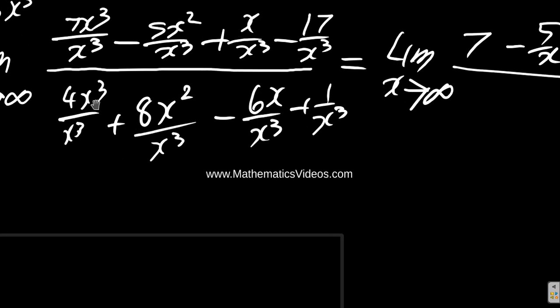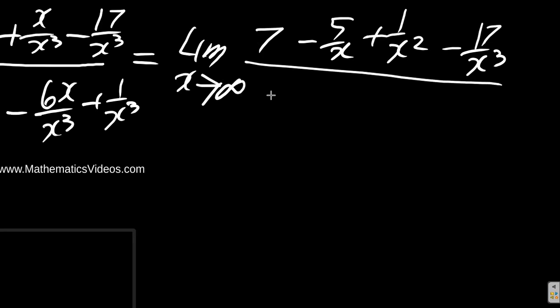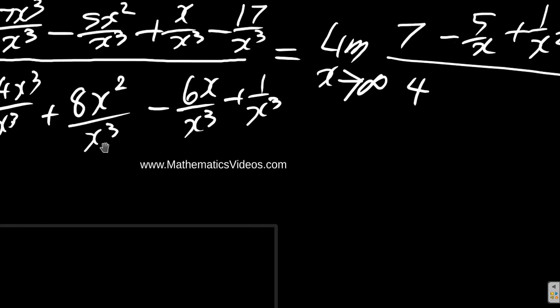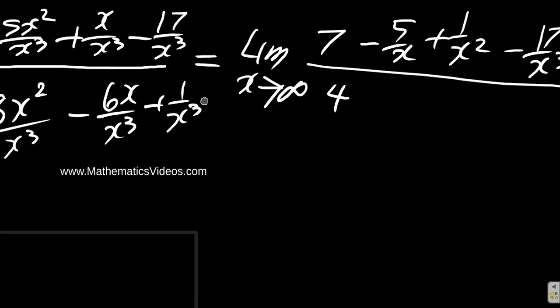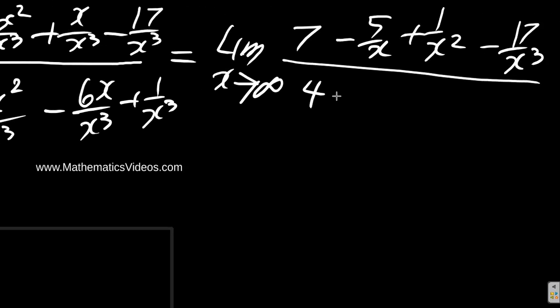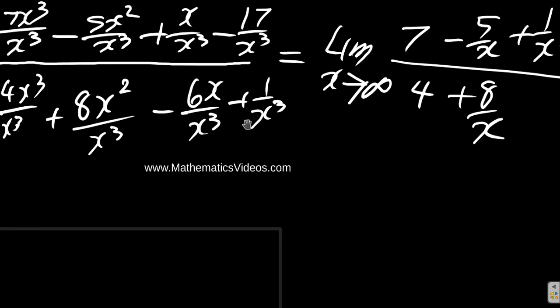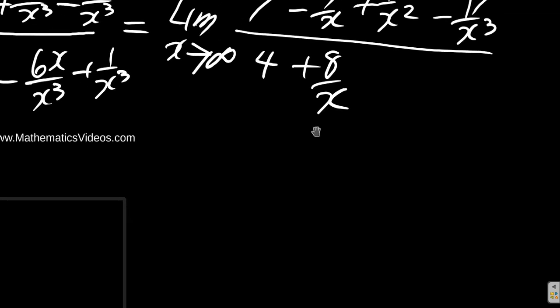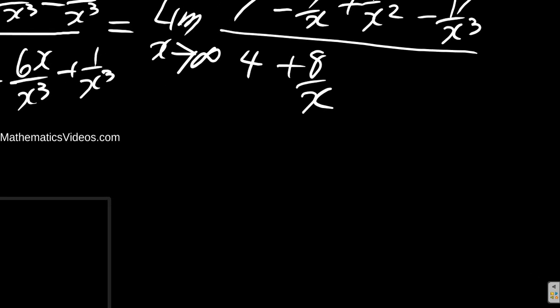Over 4x cubed over x cubed, which is 4. Then 8x squared over x cubed, that's going to be 8 over x. So it's plus 8 divided by x. Minus 6x over x cubed is 6 over x squared. So you have minus 6 over x squared plus 1 over x cubed.